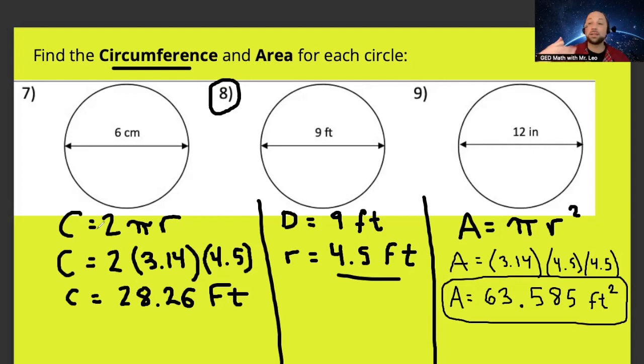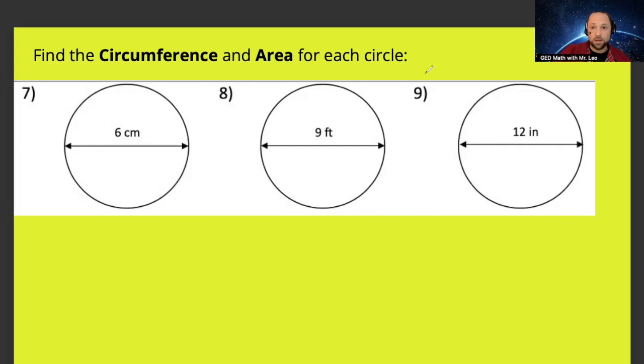Okay. I'm going to clear my screen, and we're going to do number 9. All right, number 9 over here. Let's just write down, what do we know? Well, this is indicating the diameter is 12. And tell me, what would the radius be in this case? You can do it in your head maybe, but if not, just do 12 divided by 2 and type that into your calculator. That's how we find half. We divide by 2. Oh yeah, it's 6. Cool, that makes sense. All right, so now let's start with circumference.